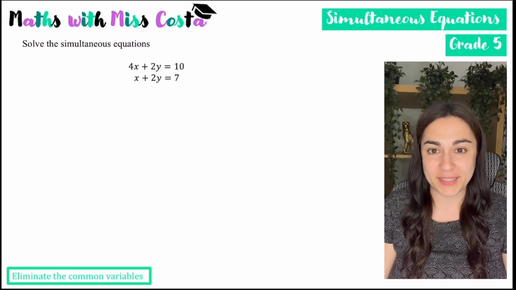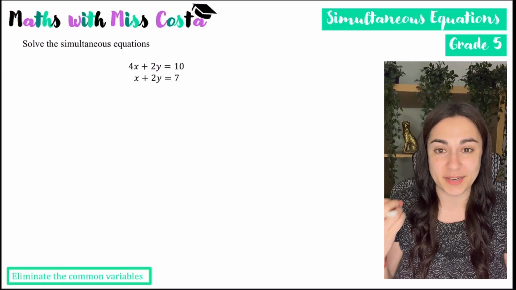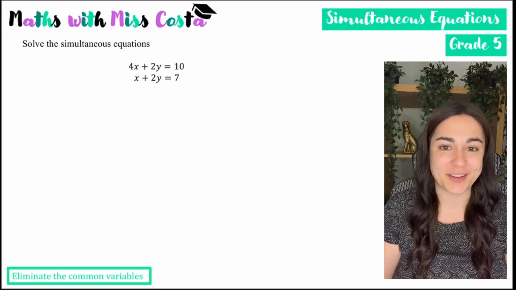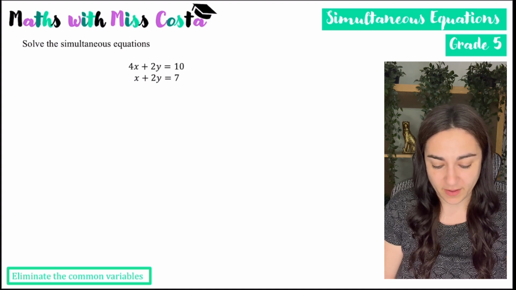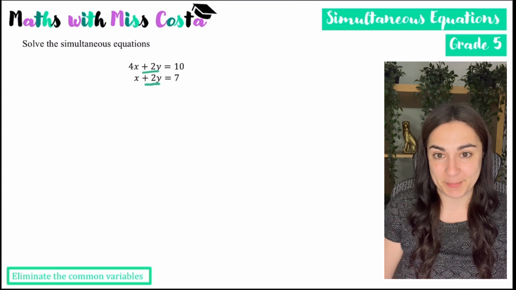Okay, so here I've got some simultaneous equations. Now the key with simultaneous equations is that you want to identify one of the variables, and ideally one of them is going to be equal. So this is a nice and easy simultaneous equation to start us off with. I can see that the y variables are equal, and what I want to do is eliminate them.